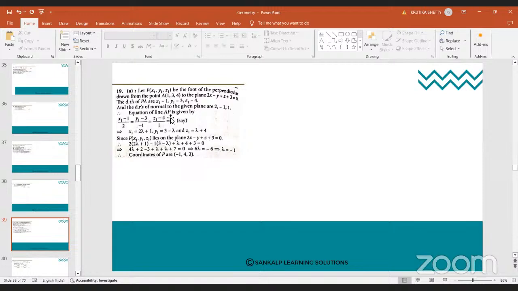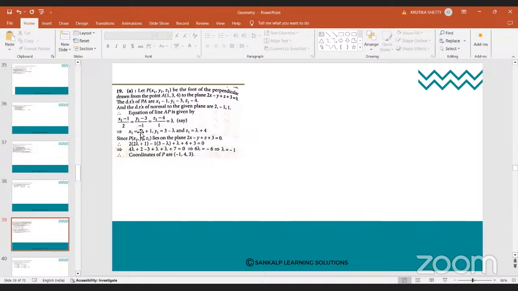So the equation of this line AP will be given by (x1 minus 1) upon 2, (y1 minus 3) upon minus 1, and (z1 minus 4) upon 1 equal to lambda. On simplifying, we get the coordinates of this point x1, y1 and z1. Next, on substituting this point in the equation of the plane, we will calculate the value of lambda. So lambda will be equal to -1.